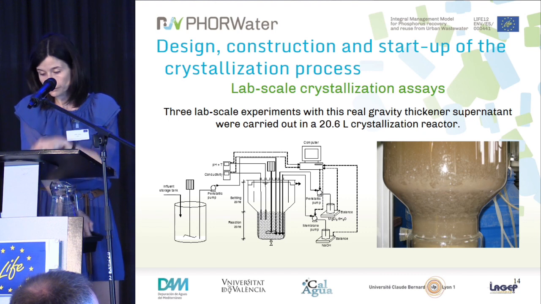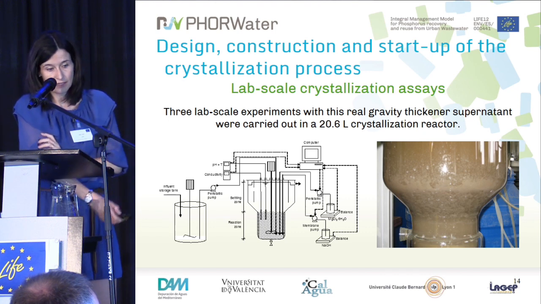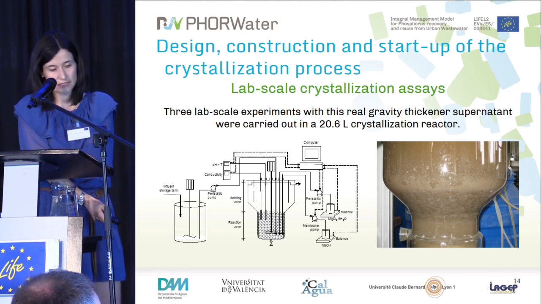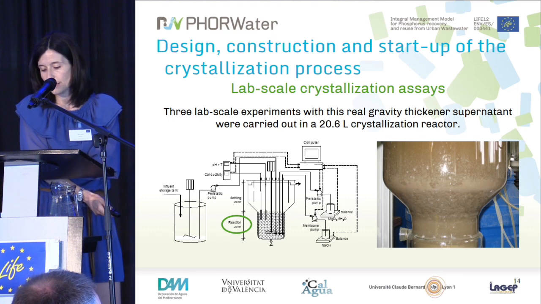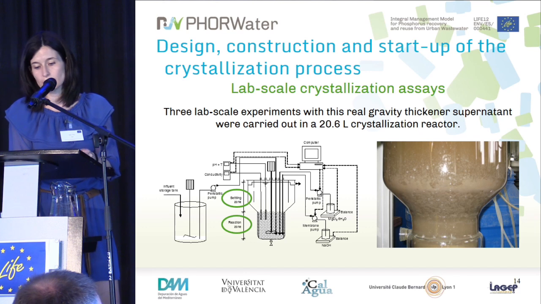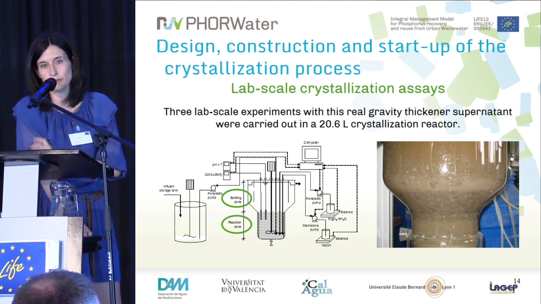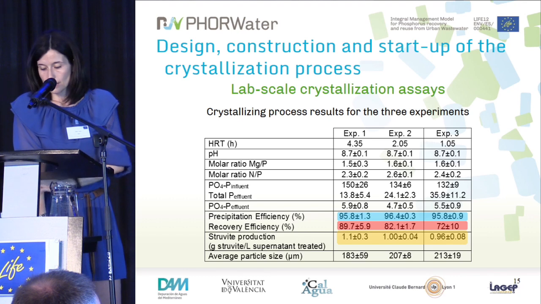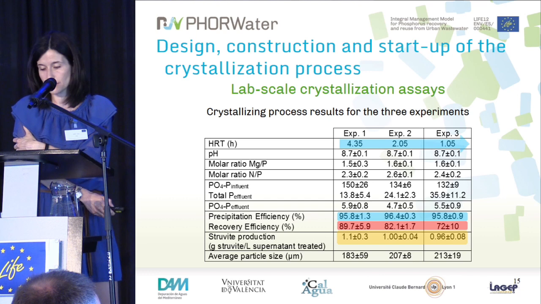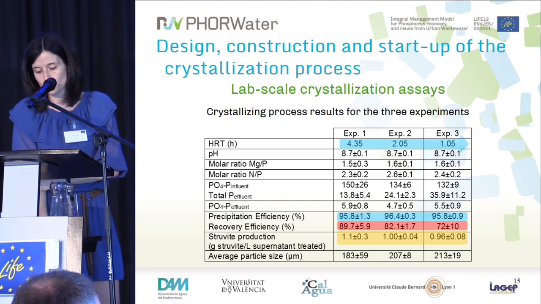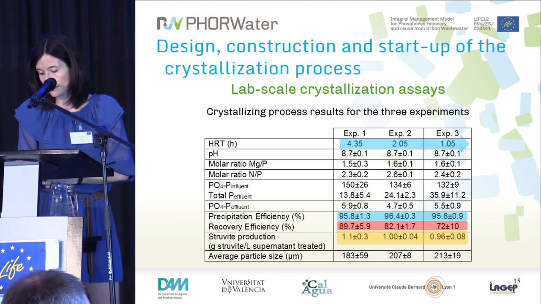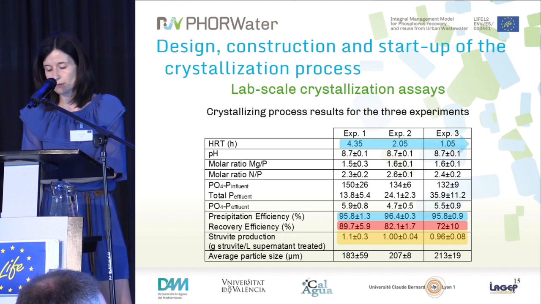the laboratory. The lab scale reactor that we use is the one in the picture, and it has a mixing zone, and it also has a settling zone. The mixing zone is where struvite precipitates, and the settling zone is where it separates from the liquid. The hydraulic retention time in the mixing zone has been decreased from 4.4 to 1. And the obtained results show that in any case, efficiency was always above 95%.